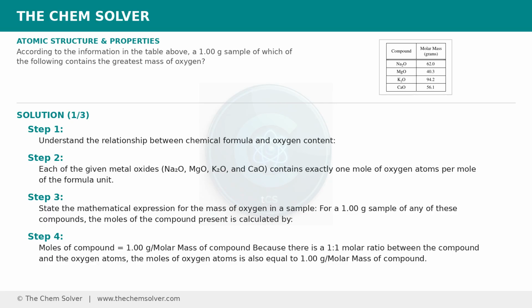For a 1.00 gram sample of any of these compounds, the moles of the compound present is calculated by moles of compound equals 1.00 grams over molar mass of compound, because there is a 1-to-1 molar ratio between the compound and the oxygen atoms. The moles of oxygen atoms is also equal to 1.00 grams over molar mass of compound.